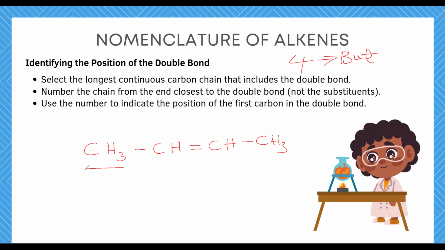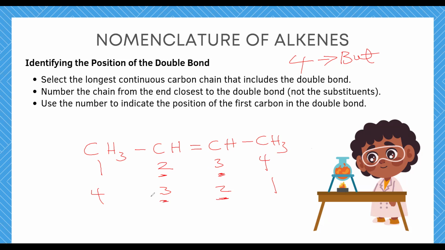Would it be from left to right, or would it be from right to left? Which one? Both. Thank you very much. It will be either one, because if we count from here, one, two, three, four, the double bond will still be on carbon number two and carbon number three. If we count from right to left, one, two, three, four, the double bond will still be on carbon number two and carbon number three.